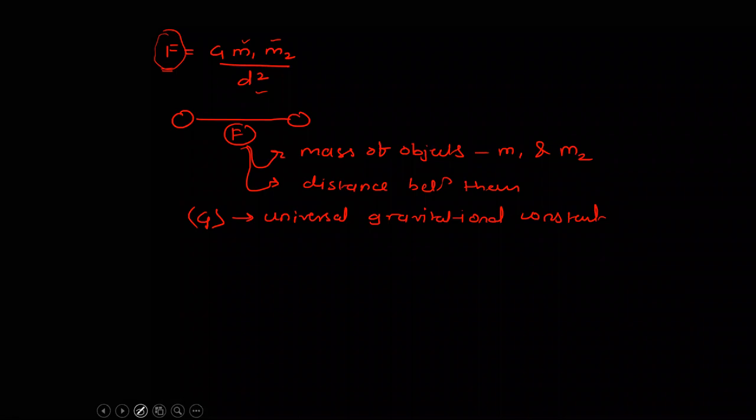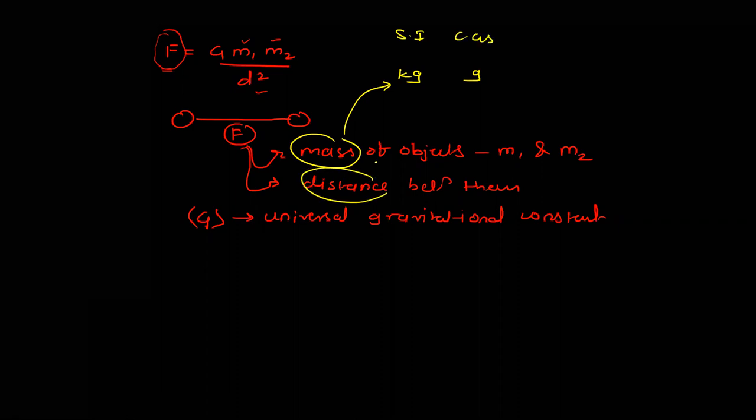So now you have to find out the units. You should know the basic units. For mass, what is the basic unit? In the SI system it is the kilogram, and in the CGS it is the gram. We have two systems, SI and CGS, right? And the distance has the unit of meter and centimeter. What is the unit of force? The force has the unit Newton and dyne. These are the three units: force, mass, and distance.